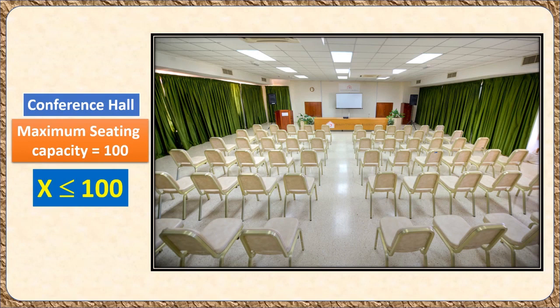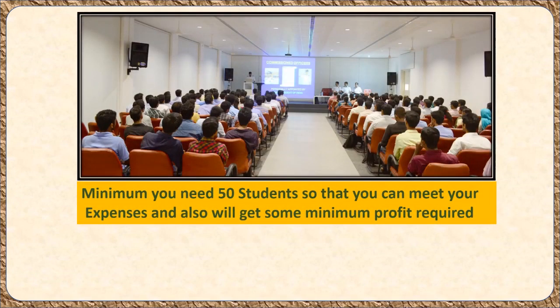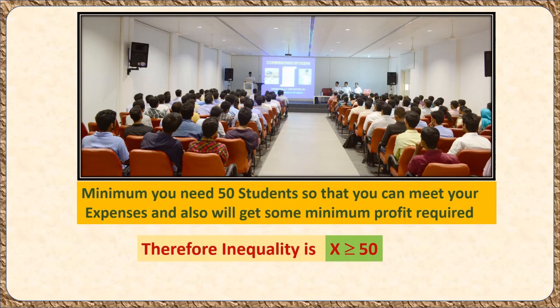Understand? Let us consider another case of the same situation. The person is going to conduct the conference and has to spend money. Also, he needs some money as profit for himself. What is the minimum expense he needs? If you ask him, he may say a minimum of 50 students are required so that I can cover the expenses and also get some amount for me. That means he should get a minimum of 50 students to conduct the conference.